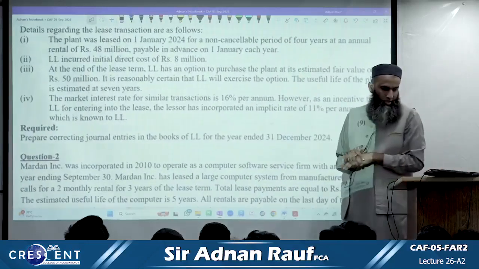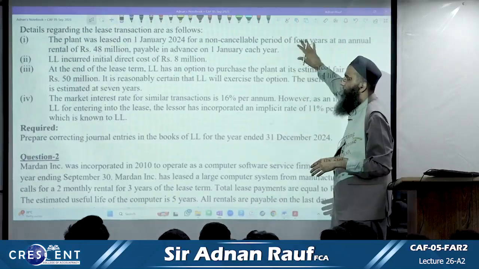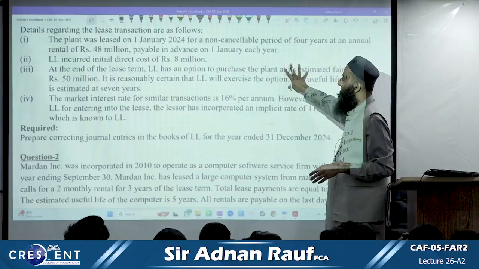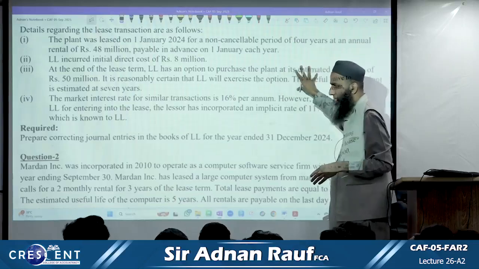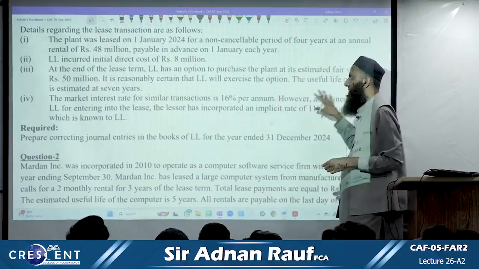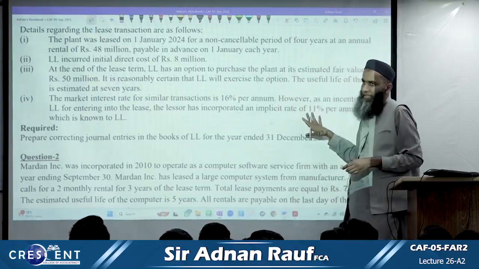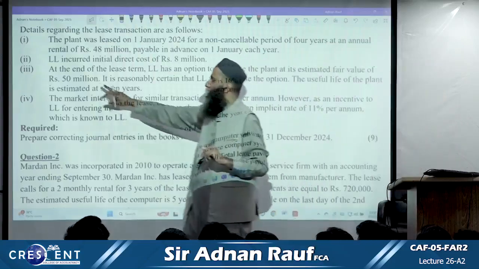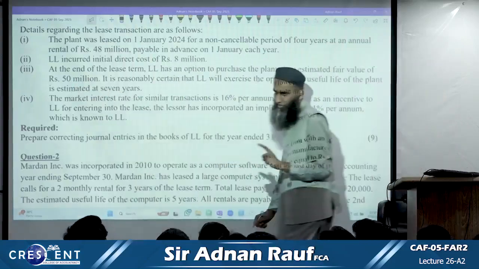The lease is non-cancelable. Rent has to be paid in advance. The IDC is 8 million. You can buy the asset by paying 50 million at the lease end, and it is certain that I will buy the asset. And the market interest rate is 16%. But in reality the interest rate is 11%. So now we had to discount one more figure. We had to discount 50 million.